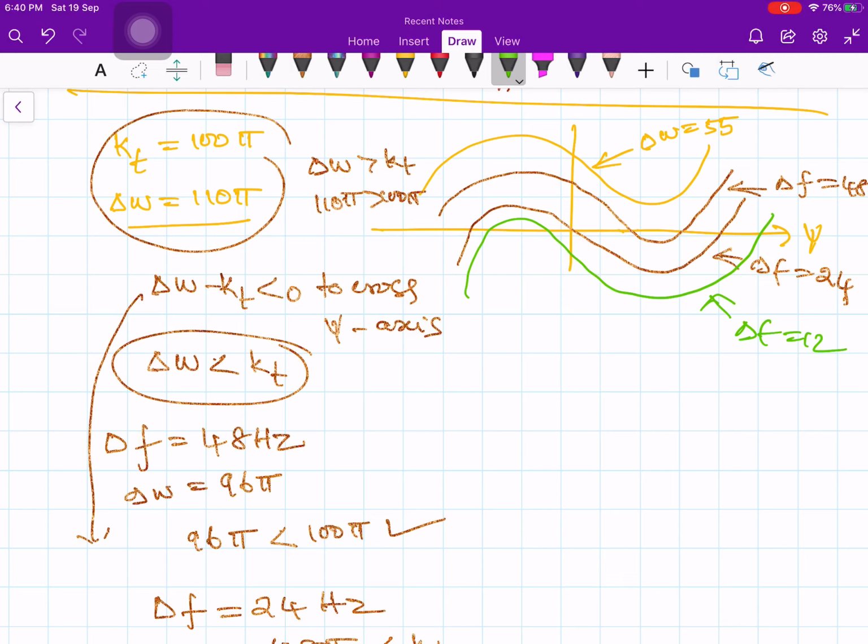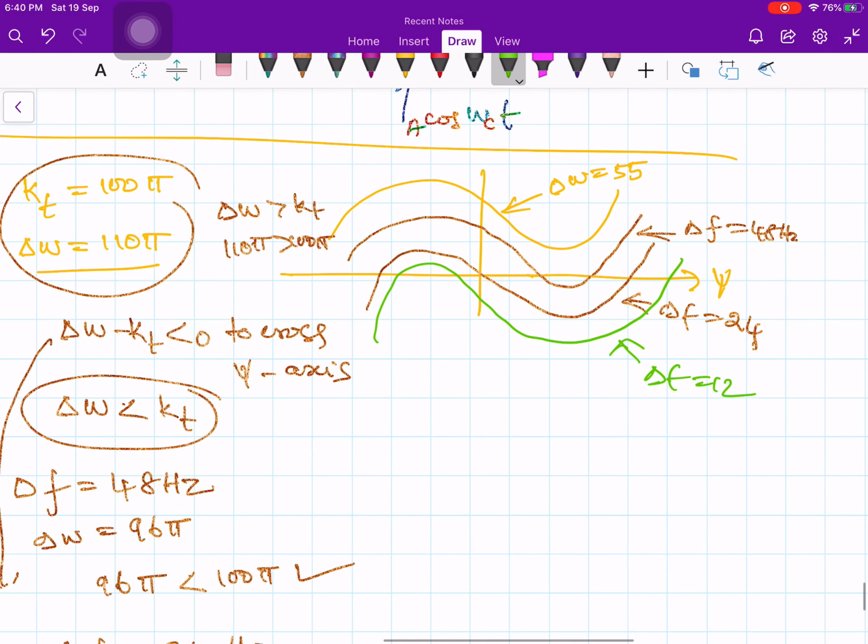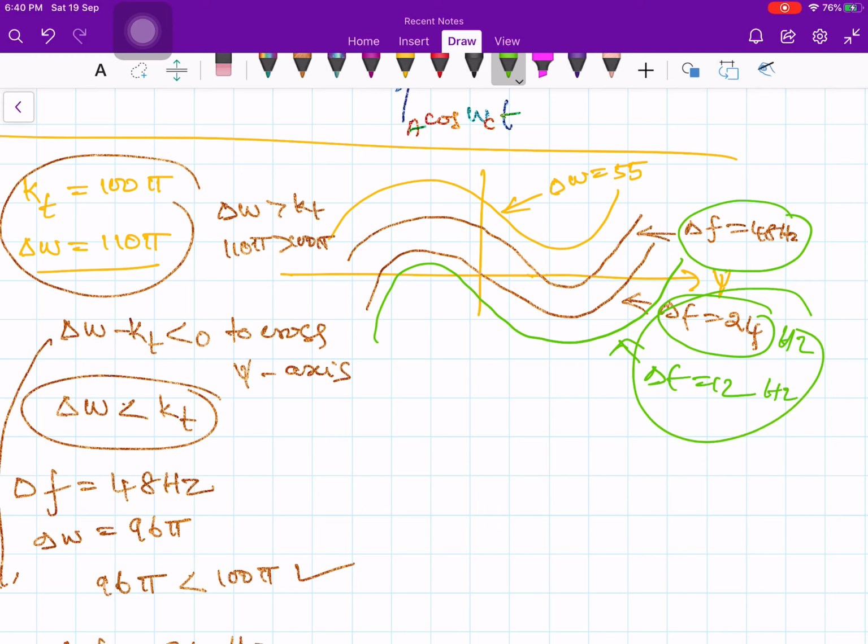When you take a 48 hertz delta f, then it will almost just intersect now. So a stable operating point will exist. For delta f is equal to 48 hertz, 24 hertz and 12 hertz, we have the stable operating point. What is that stable operating point? This one, then this one, and then this one. These are the stable operating points. So a stable operating point will exist for 48 hertz, then 24 hertz and 12 hertz. But the corresponding steady state error would be quite large.